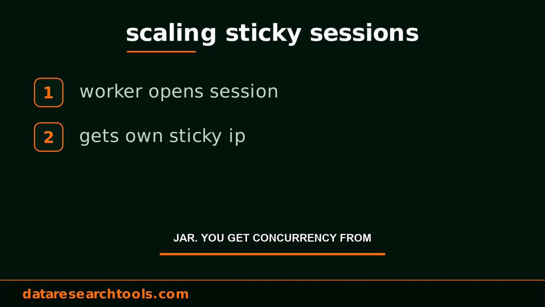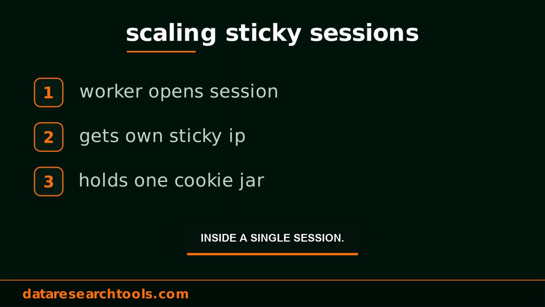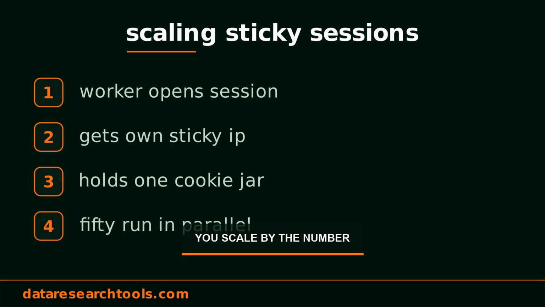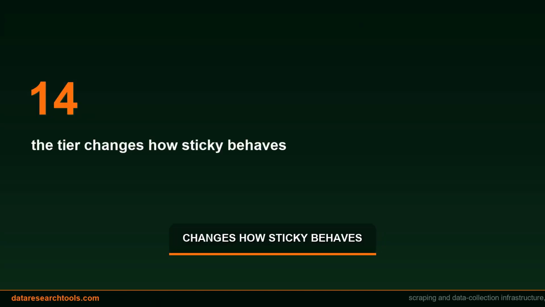You get concurrency from many held addresses side by side, not from rotating inside a single session. So stickiness and scale are not in conflict. You scale by the number of independent sessions instead of by churning addresses under one. The tier changes how sticky behaves. Which tier you rent changes how well stickiness even holds.